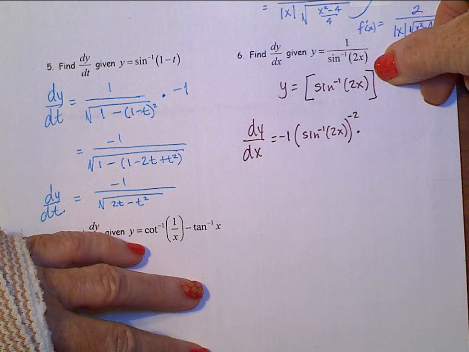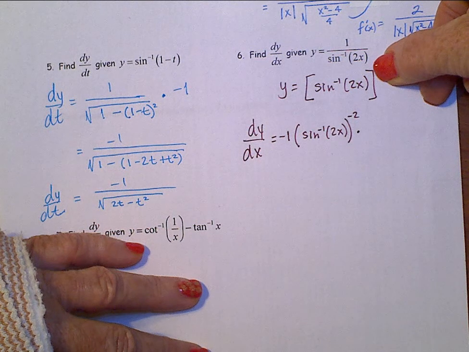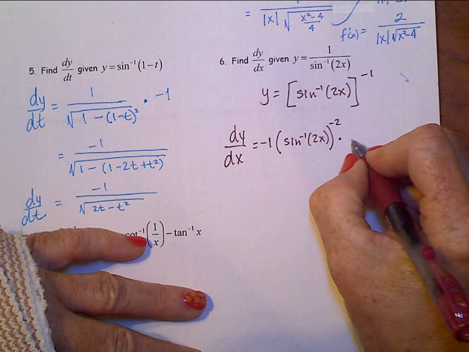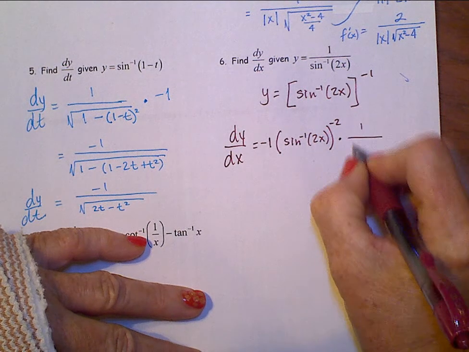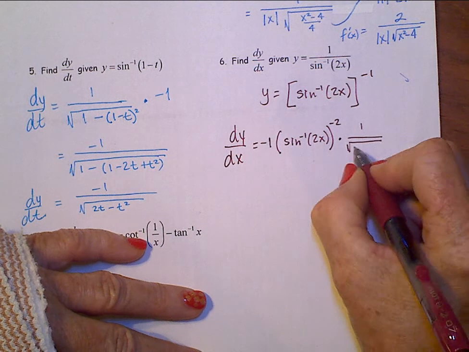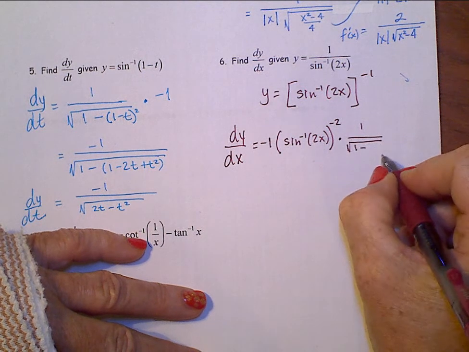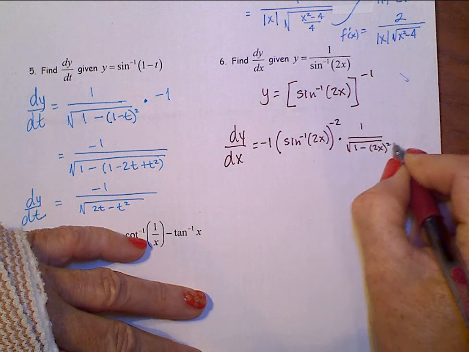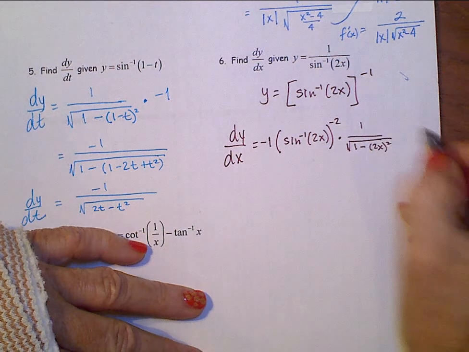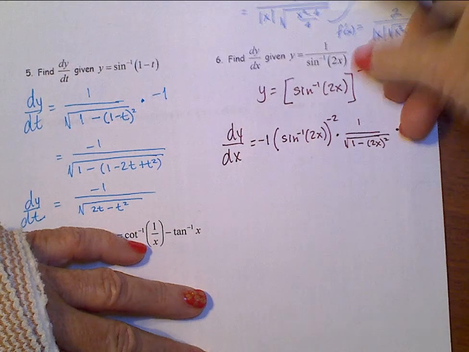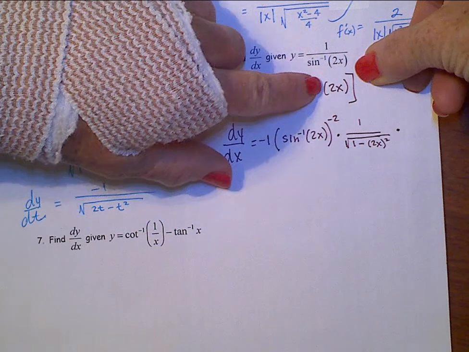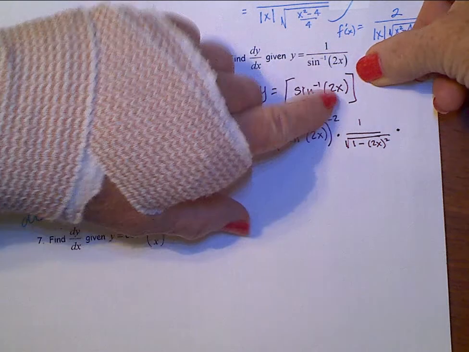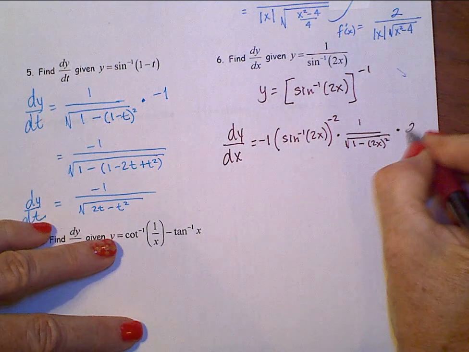The next layer in is the inverse sine. So we'll do the derivative of the inverse sine, which is 1 over the square root of 1 minus u squared, where u is this 2x, and times, so we've done the derivative of the negative 1 power, we've done the derivative of the inverse sine. Now we need to do the derivative of the 2x, which is just 2.